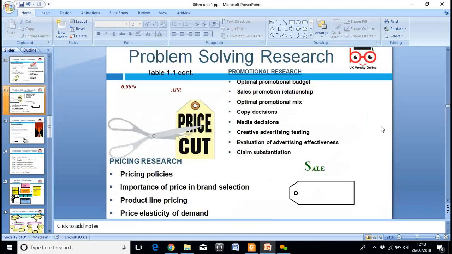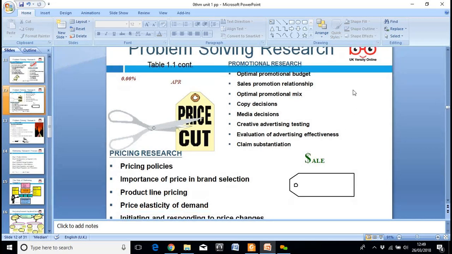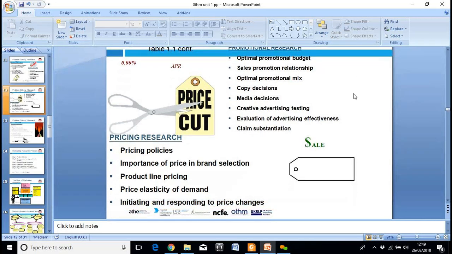Problem solving research. You must have a budget for your research, yeah? A sales promotion relationship, promotional mix, how you're actually going to promote it, whether it's just advertising, whether it's going to be TV, all the different methods and media that are used in there. If it's prices, what the pricing policy is.